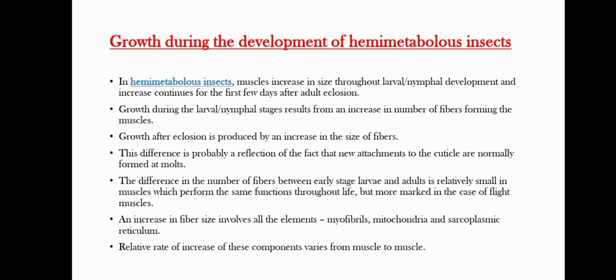The difference in the number of fibers between early stage larvae and adults is relatively small in muscles which perform the same function throughout the life of the insect, but more marked in the flight muscles. The flight muscles are found only in the adults, so there are differences in the number of fibers between the larvae and the adult associated with flight muscles. The increase in fiber size also involves an increase in myofibrils, mitochondria and sarcoplasmic reticulum. The relative rate of increase of these components varies from muscle to muscle.